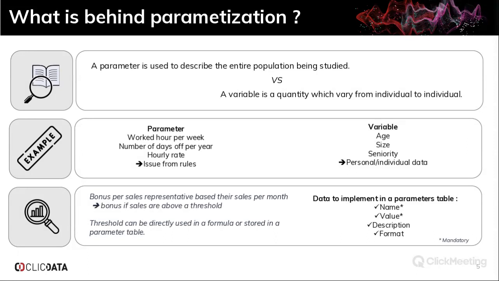Here it was an example of data, but now that the definition is clearer, let's see a concrete example of how we can use parameters, and in which case. Let's assume that we are in a company with multiple sales representatives, and we would like to calculate their bonuses. So how could we use the parameters?